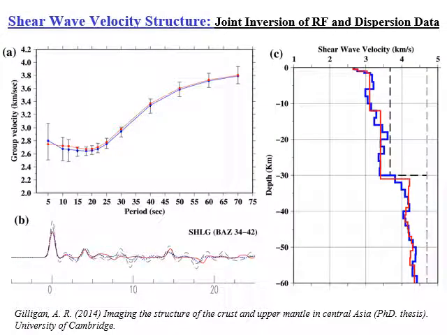This is an example of the joint inversion of receiver function and dispersion data. What you see plotted on the bottom left is the receiver function observation as the black dashed line.